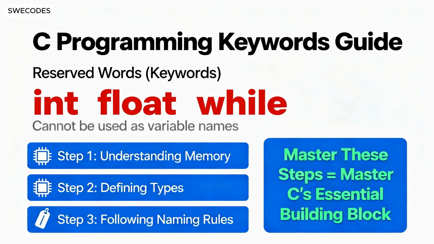Master these 4 steps: understanding memory, defining types, and following the naming rules, and you've mastered the single most essential building block of C programming.